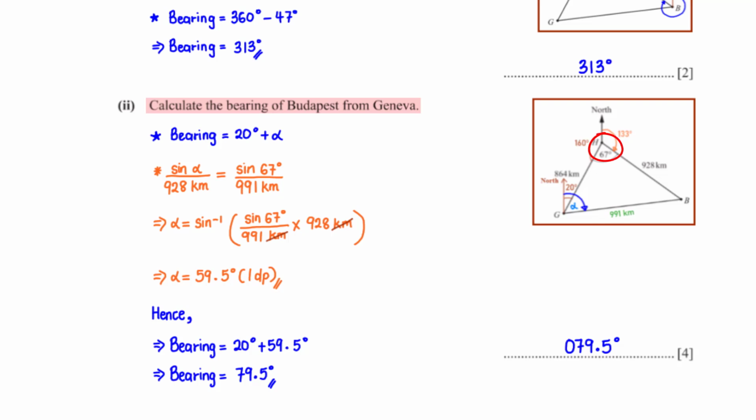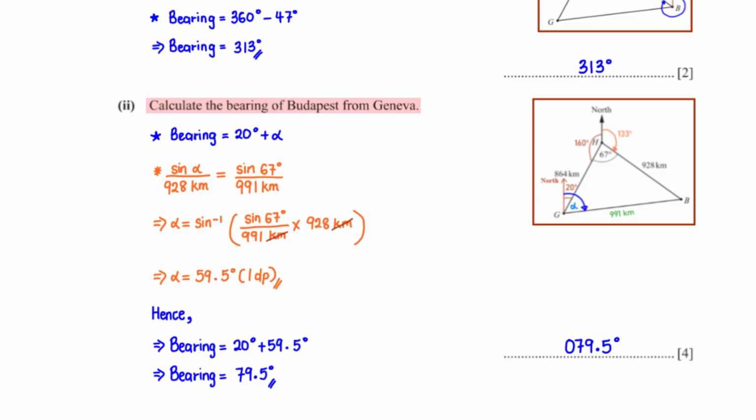Angles around the point add up to 360 degrees. So to get this angle, we subtract the sum of 133 degrees and 67 degrees from 360 degrees, which is equal to 160 degrees. These two are interior angles, which means they add up to 180 degrees. So to get this angle, we subtract 160 degrees from 180 degrees, which gives us 20 degrees.